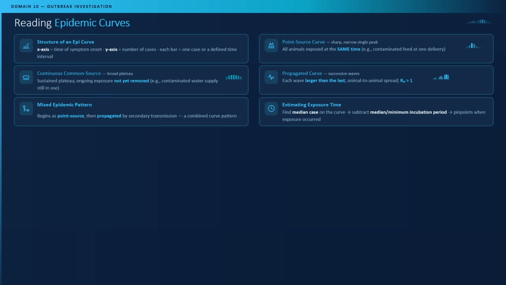And then mixed patterns, which is honestly what you'll see most often in the real world. It starts as a point source, everybody exposed at once, and then secondary transmission takes over and propagates it. You get that initial sharp peak followed by ripples.